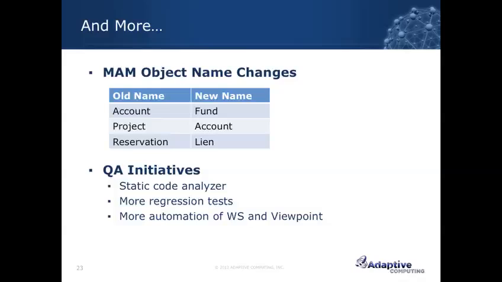In addition, in our allocation manager tool, we've changed some of the nomenclature to be just a little bit easier to understand, to sync up with the Moab credentials. These are the changes that are reflected. And then we've added a number of different QA initiatives around static code analysis, more regression tests, more automation, and so on.